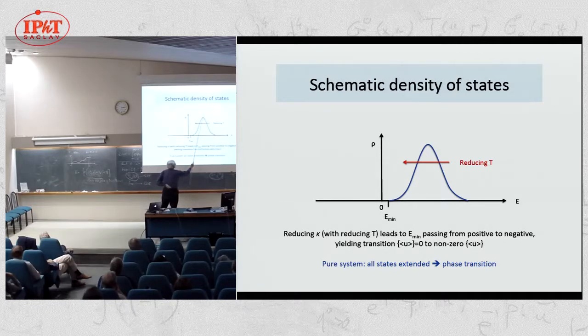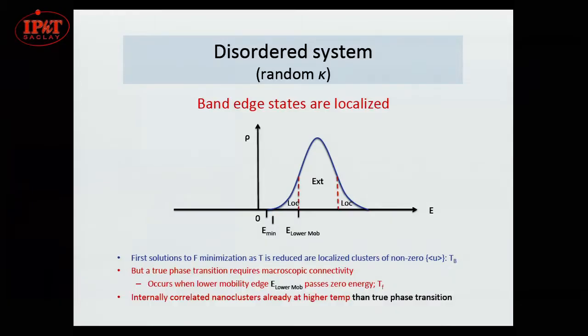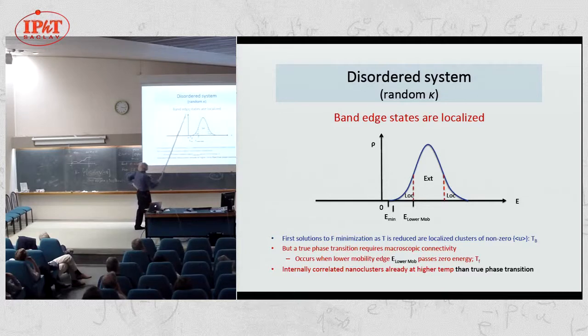However, as you reduce the temperature, that whole curve moves along until this edge crosses there. Then you would get a solution, and that would correspond in the physical-mechanical situation to a phase transition to order. However, we're actually discussing disordered systems, not ordered systems, so the random K. Therefore, we're going to look at density of states of systems with random disorder.